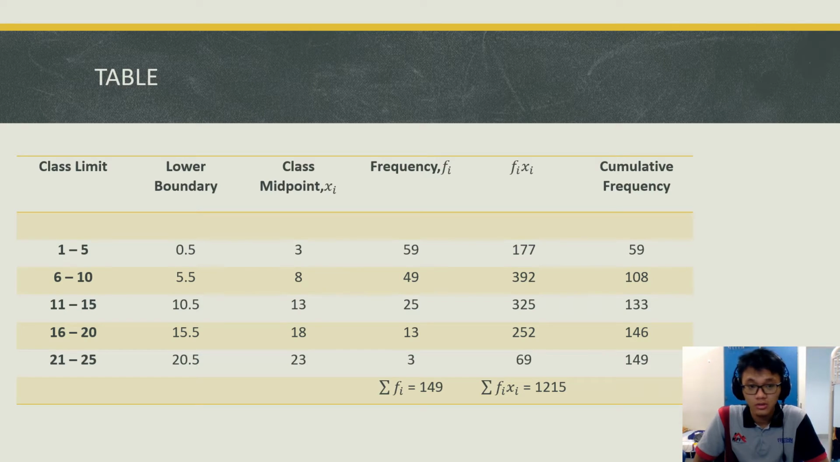And the last row, the class limit 21 until 35. The lower boundary is 20.5. The class midpoint for the x is 23. The frequency f is 3. The fx is 69. The cumulative frequency is 149. And the total of the frequency f is 149, and the total for the fx is 1215.